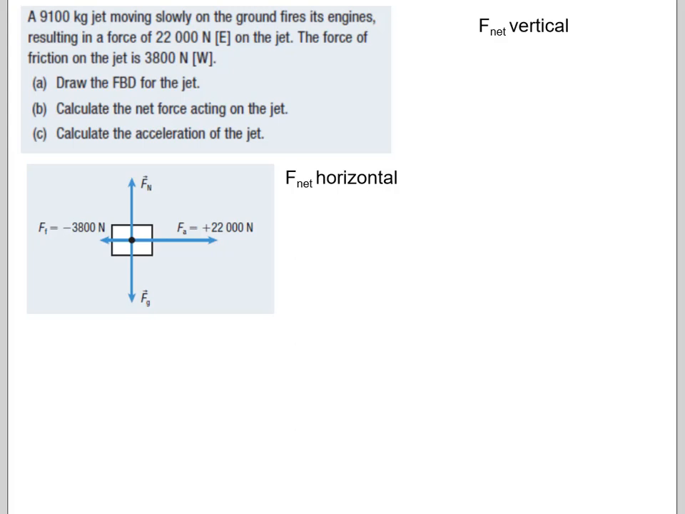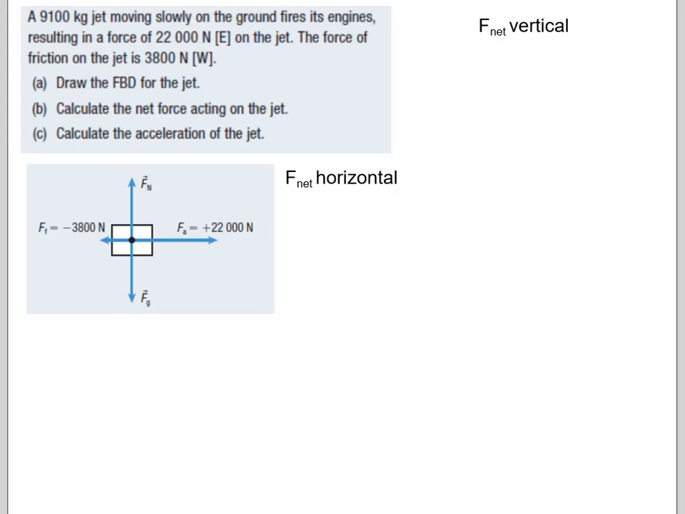Okay, next question. We have a 9,100 kilogram jet moving slowly on the ground that fires its engines, resulting in a force of 22,000 newtons to the east and a force of friction on the jet of 3,800 newtons to the west. Draw a free body diagram for the jet. We already have that, just to save a little bit of time.